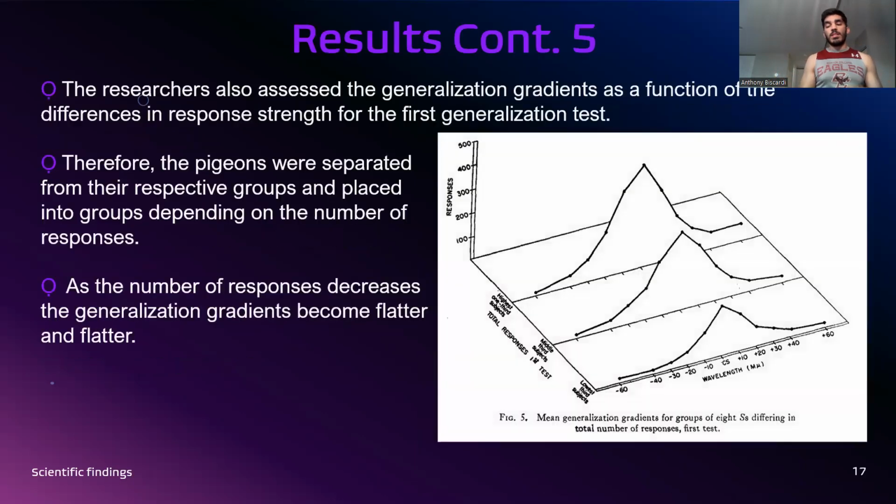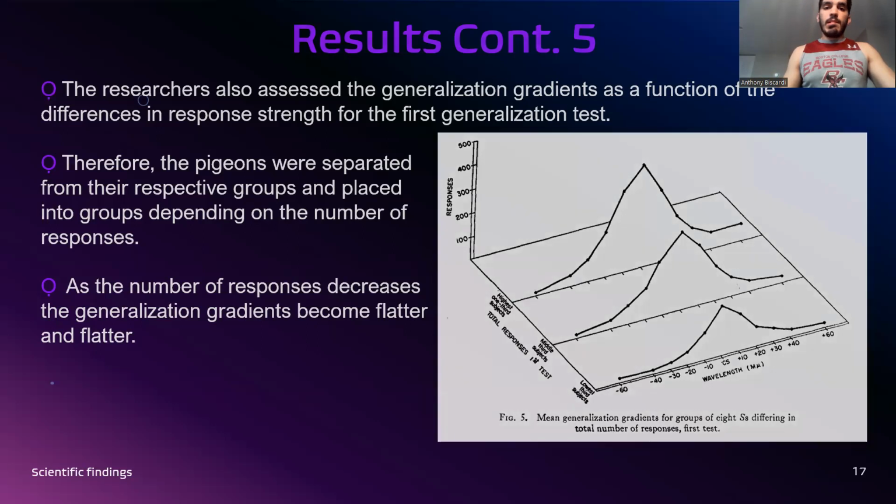So now they did something else. This is when I'm talking about the other graphs. That was a little bit more confusing. So they took the response strength of the pigeons and they separated them into groups based off of their response strength to the first generalization test. So the pigeons were separated from their respective groups. So the groups are now no longer 550, 530, 580, 600 nanometers. Okay. They're placed into groups depending on the number of responses. So their response strength. So you see 3 groups. It says lowest third of subjects, middle third of subjects, highest third of subjects with regards to the number of responses that they emitted. Okay. And they noticed that as the number of responses decreased, the generalization gradients became flatter and flatter and flatter.